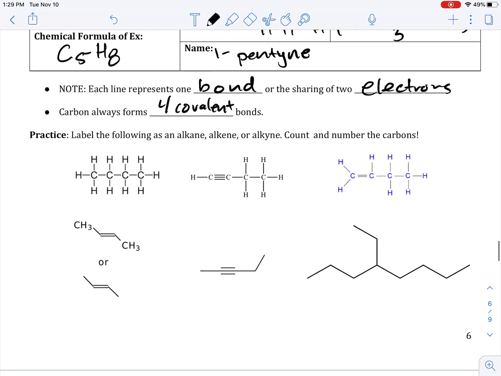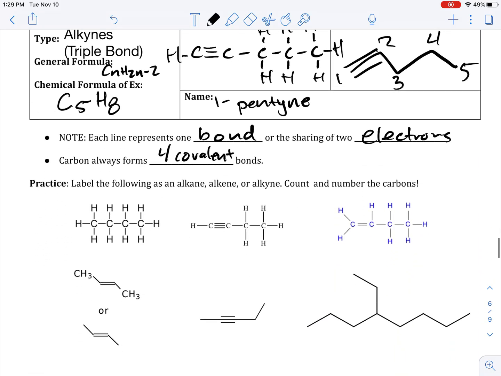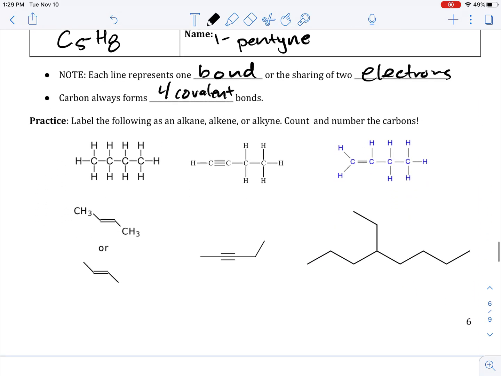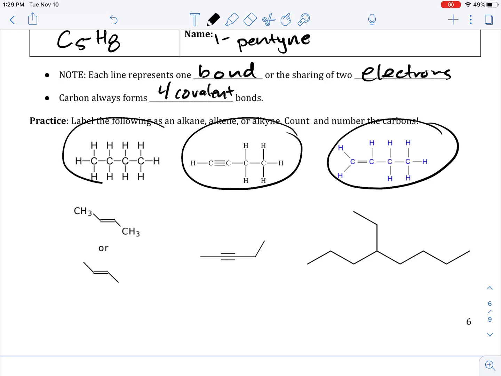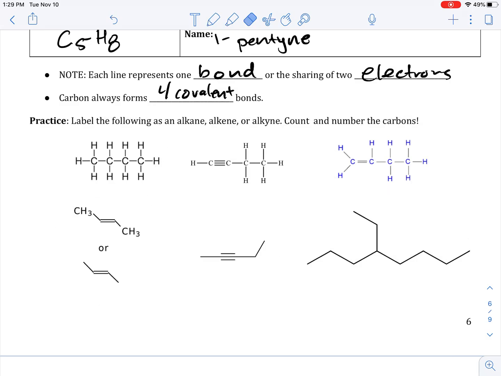Okay, but really, let's just pause the video for a second. There's a lot of information here that I know is mildly confusing, which is fine. Take a second and just go through and identify each of these compounds. So this compound right here, this one right here, this one right here. Okay, those two are the same one, this one, and this one, as alkanes, alkenes, or alkynes based off of the carbons in there. And then if you can, count and number the carbons, because that's a big skill. So let's pause the video and do that.